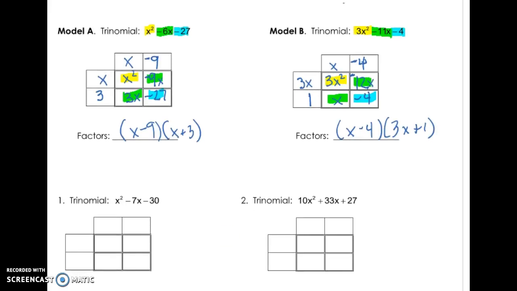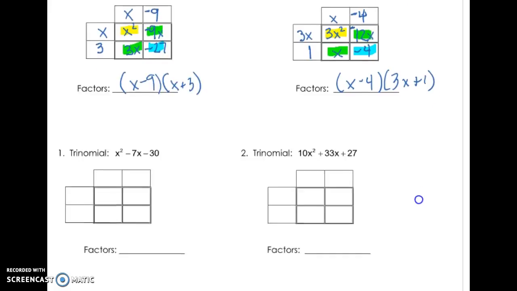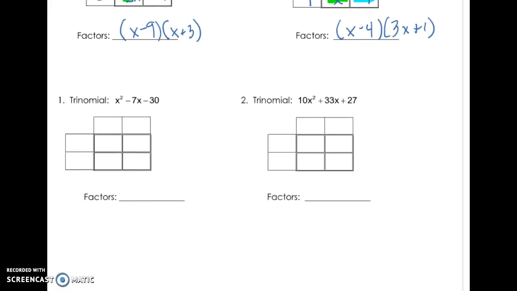Again, our factors closest together is usually what we're going to try first, but sometimes it doesn't work, and we've got to adjust. So on number 2 down here, the 10x squared plus 33x plus 27, I want to show you this one because it's kind of an intimidating question. We've got a 10 in front. Oh, goodness. And we've got a 27 at the end. We're trying to get a 33 in the middle. No different for our process, though.